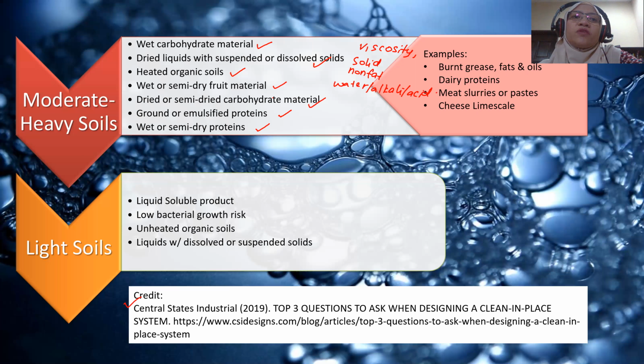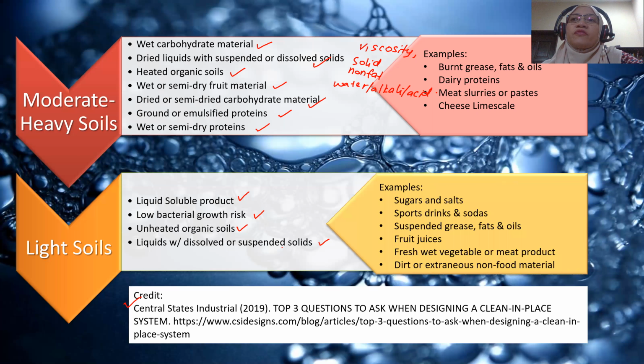While the characteristics of light soils are liquid soluble product, low bacterial growth risk, unheated organic soils, liquid with or without dissolved or suspended solids. Examples of light soils are sugars and salts, sports drinks and sodas, suspended grease, fats and oils, fruit juices, fresh wet vegetable or meat product, dirt or extraneous non-food materials.